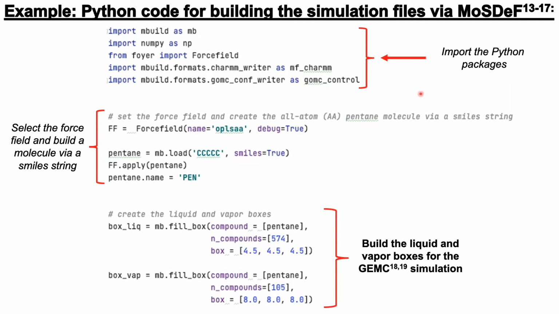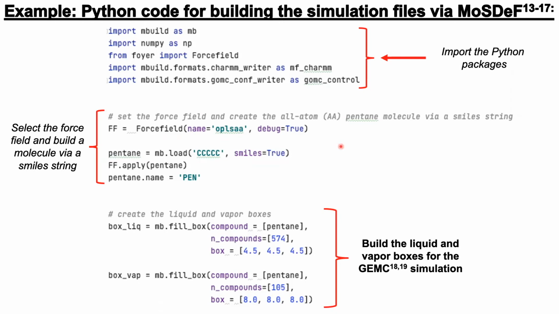Firstly, we'll import the packages we need from Python here. And then we will set the force field, get the molecule, and name the residue. So here, we're just going to get the force field that we want. In this case, we'll use the OPLS AA force field.